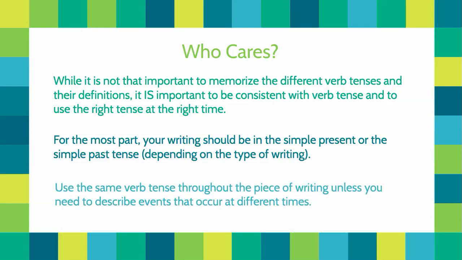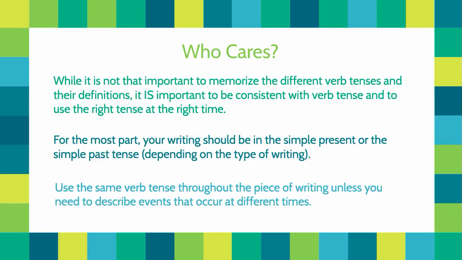Really, the only time that you are shifting out of that is when you need to describe events that occur at different times in relation to the simple present and the simple past. So the bulk of your piece of writing will still be in the present or the past tense, and then you might need to indicate time relationships at various points, and that's when you can bring in some of the other forms that we talked about.